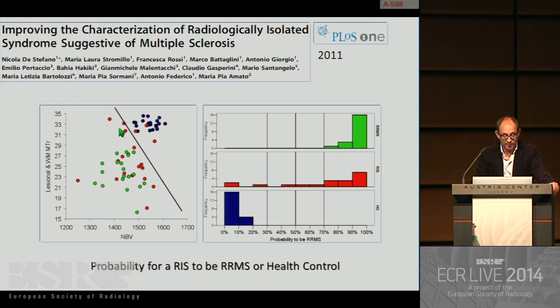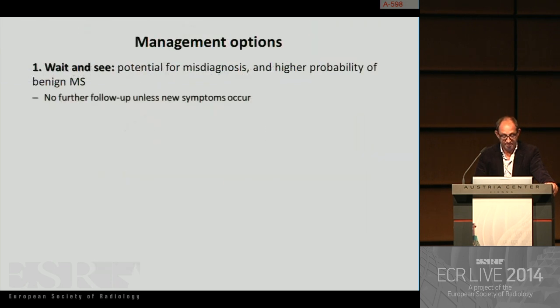And you can see in this graph the nice delineation of these two groups, that in fact those patients with a radiological isolated syndrome that converted to MS have very similar findings to patients with a definite diagnosis of relapsing remitting MS.